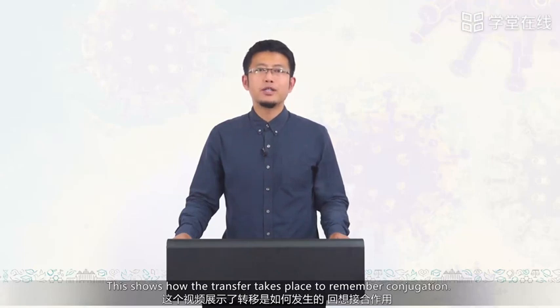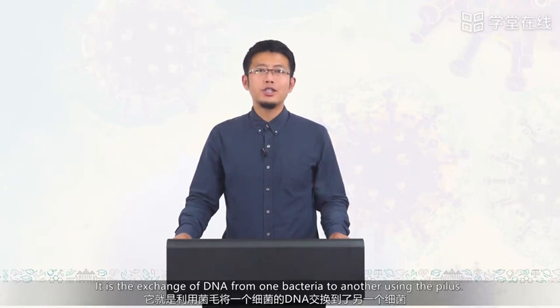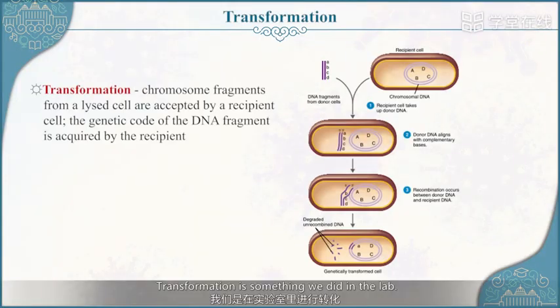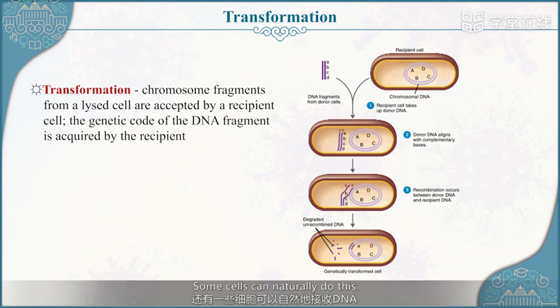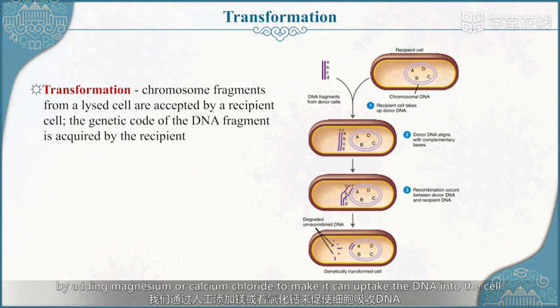To remember conjugation, it is the exchange of DNA from one bacterium to another using the pilus. Transformation is something we did in the lab. This is where we are taking DNA from an outside environment and putting it in. Some cells can naturally do this. In the lab, what we did was we artificially made them competent by adding calcium chloride, so that they can take up the DNA into the cell.